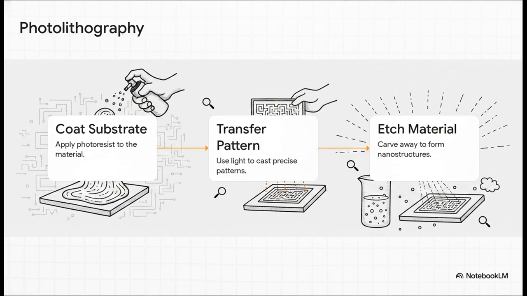Second, you shine light through a template to transfer incredibly complex, tiny patterns onto that substrate. And finally, you etch away the exposed material to leave behind precise nanostructures. You're systematically carving away using nothing but light.